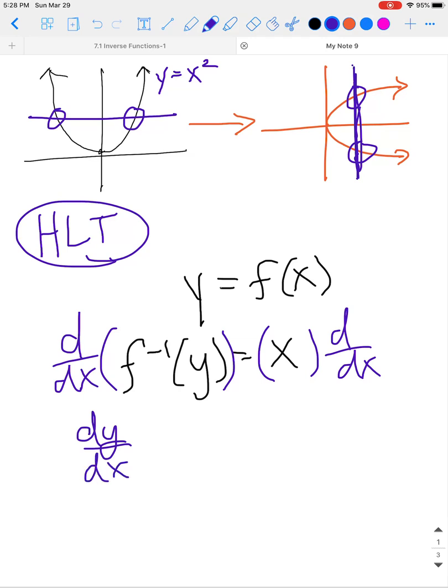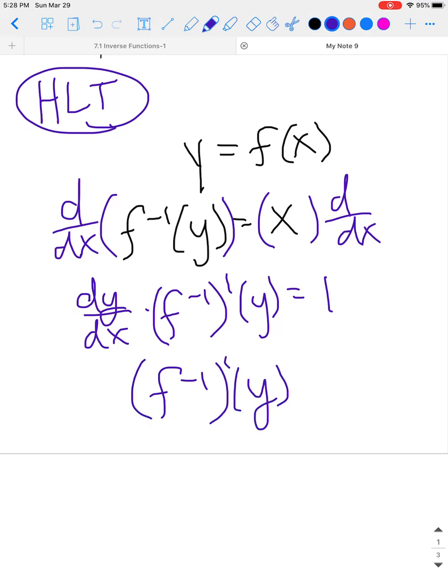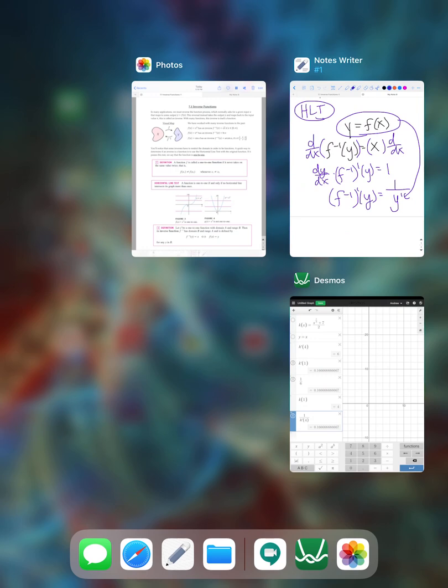well, on the left side, we're going to get dy dx times f inverse prime of y, because we have to differentiate implicitly in this case. And then on the right, we're going to get 1. Okay. So then dividing, we get that f inverse prime of y is equal to 1 over y prime, where y prime is, of course, the derivative of f.